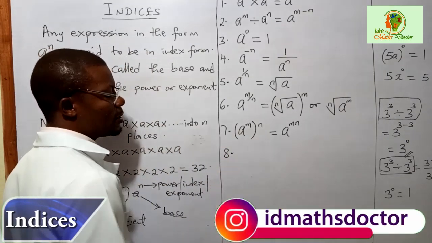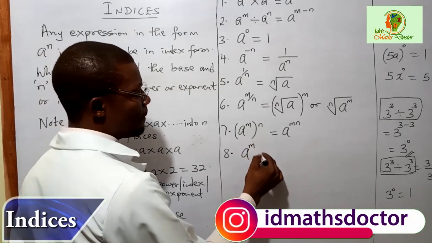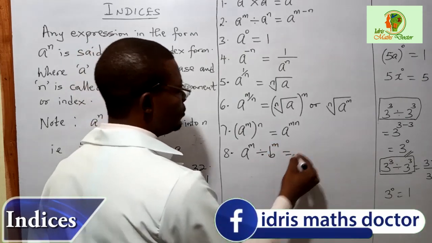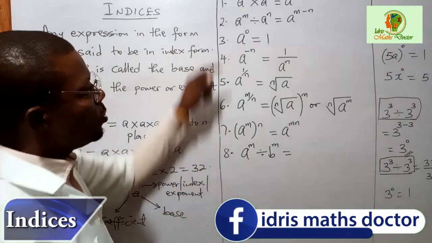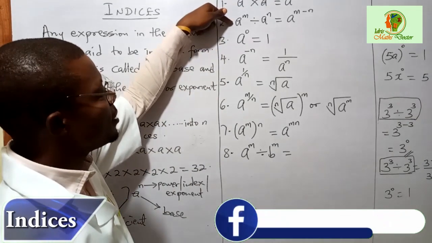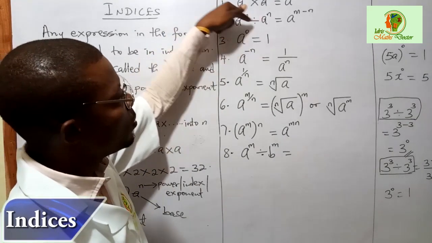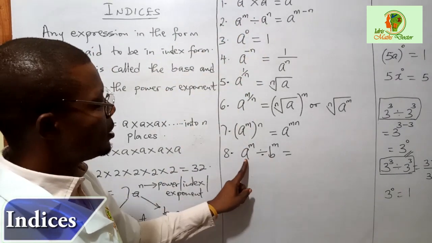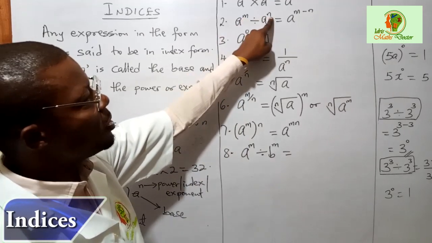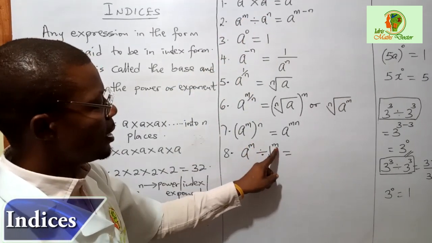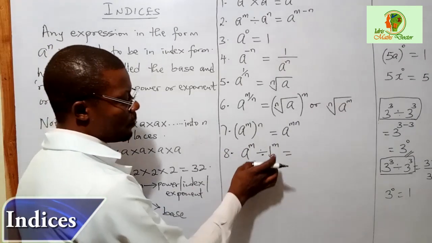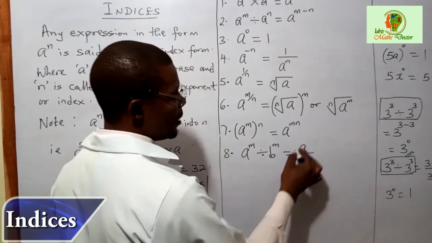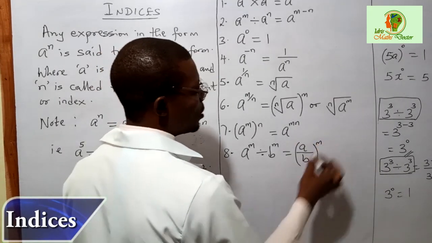So look at number 8. If you have a raised to power m divided by b raised to power m, this law is similar to law number 2. But the difference is that here the bases are equal. We have a as the base, while here the bases are not the same. Here the powers are not the same, while here the powers are the same. The law states that if you have a problem like this, what you do is you divide the bases, that is a over b, and pick one among the common powers.